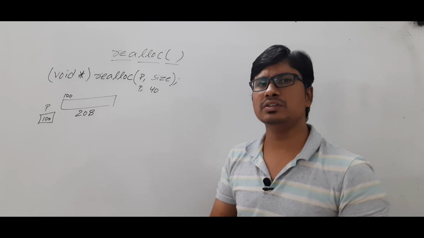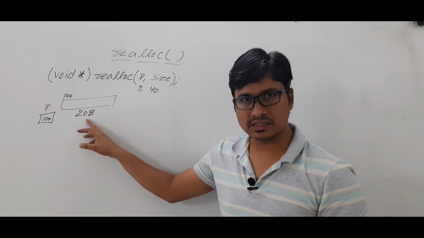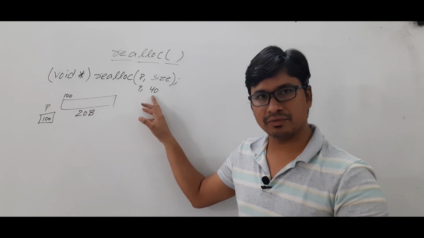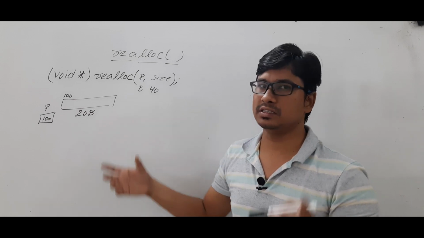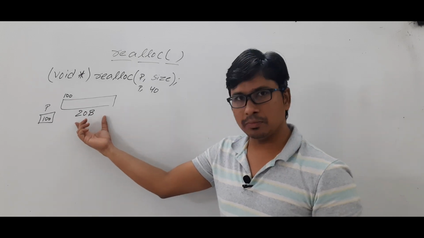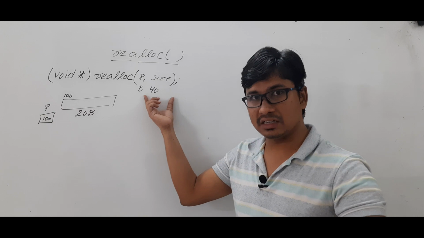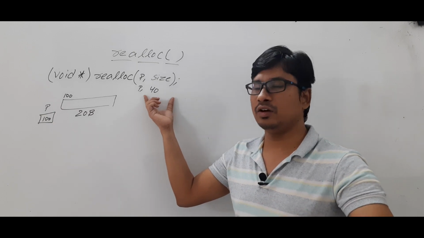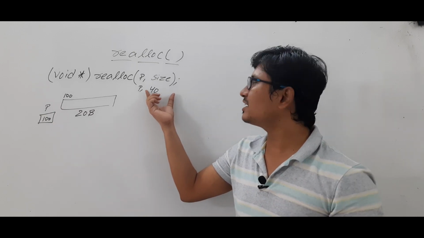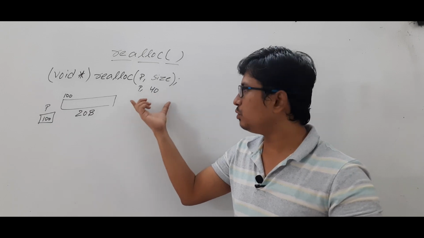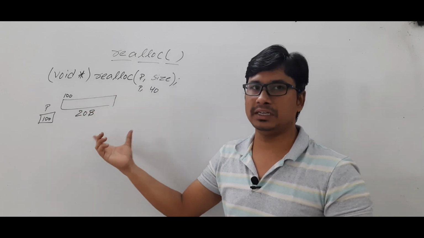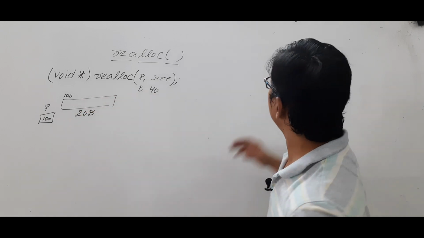Then a lot of students will assume that already 20 bytes are there, you have created another 40 bytes, so it will be 60 bytes. That is wrong. Already 20 bytes are there, but now you are asking the compiler to create 40 bytes at runtime. So now the total memory will be 40 bytes, not 60 bytes.